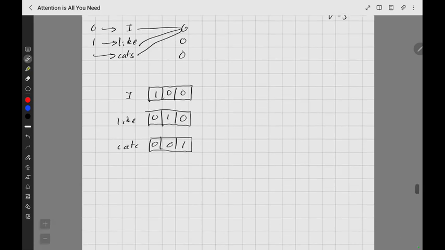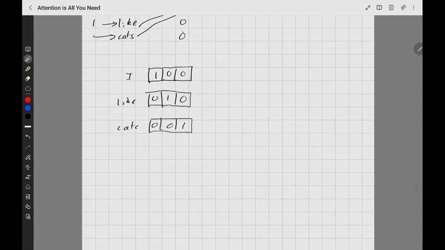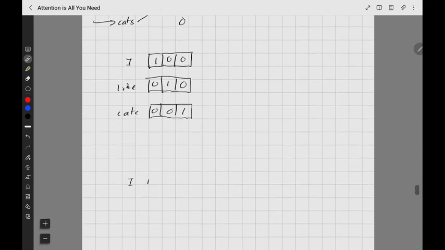So you can represent the sentence I like cats as a matrix, like you do with everything in machine learning. You can represent it as a matrix where S is equal to 3, and it'll be an S by E matrix. Actually, in this case, it would be an S by V matrix, which is 3 by 3.